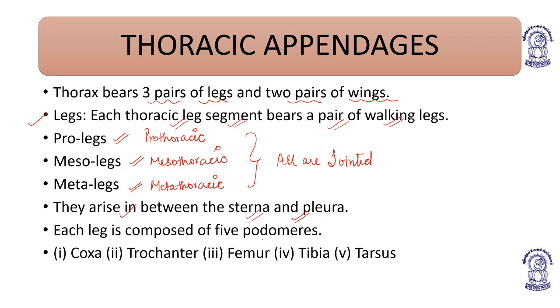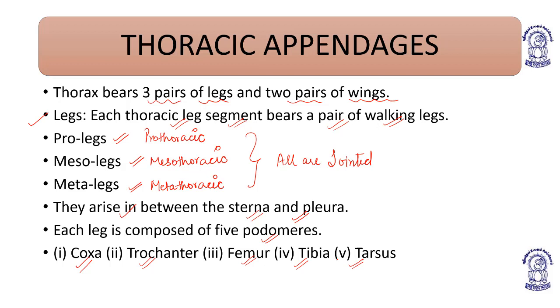Each leg is composed of 5 podomeres. Every single leg is basically made up of 5 podomeres: coxa, trochanter, femur, tibia, and tarsus. So every leg has these podomeres. Coxa, trochanter, femur, tibia, and tarsus. Understood?